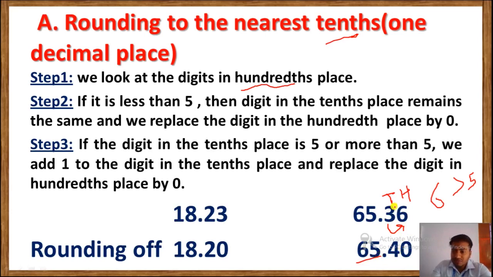Understood? Here you can see 6 is greater than 5. In this case we have to increase 10th value by 1. When we increase by 1, then it will become 4, and this 100th value will be replaced by 0. So the answer will be 65.40.